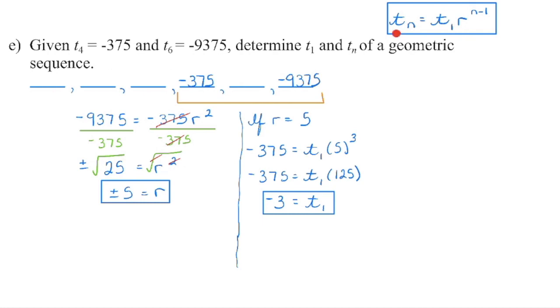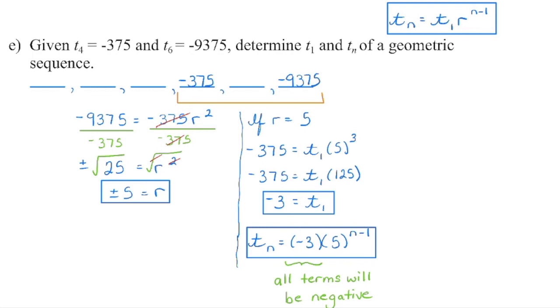And then in terms of our general sequence, we're going to have term 1 times our common ratio of 5, and then n minus 1 as the exponent. When this occurs, every term will be negative in this sequence. We're beginning with a negative term and we're multiplying by a positive ratio. So negative times a positive is negative, times a positive is negative, and so on.